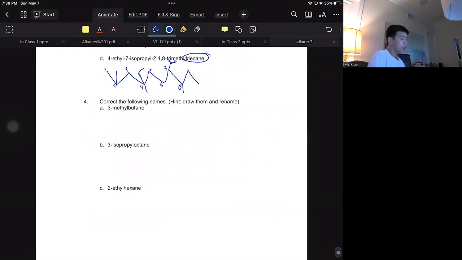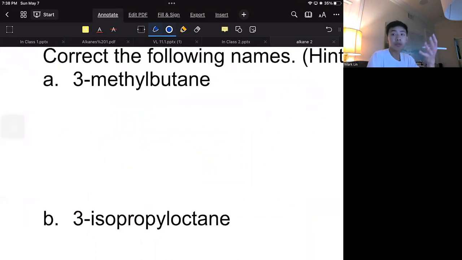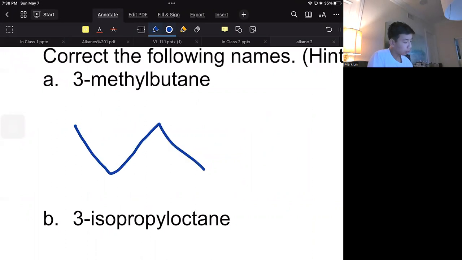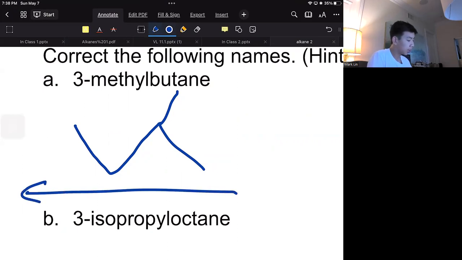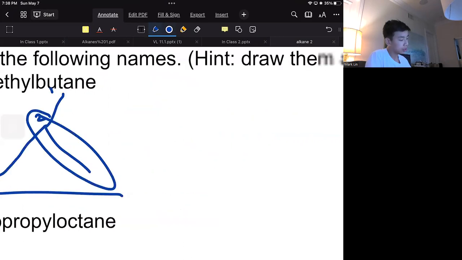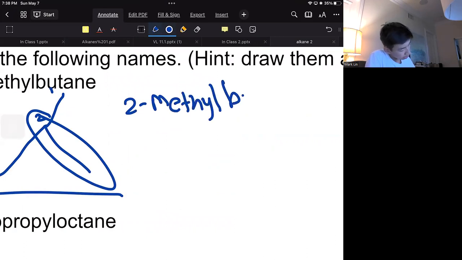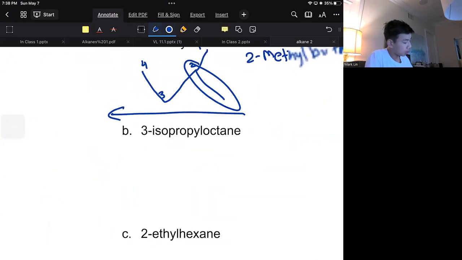Number 4. Correct the following names. Hint, draw them, then rename them. So methylbutane. Butane is 4. So 1, 2, 3, 4. At number 3, that'll be a methyl, which is 1. And this, my friends, the thing that's wrong with this is that it's going the wrong direction. It should be going right to left, because if we number this out, we see our first substituent will be number 2. So it'll be 2-methyl butane.